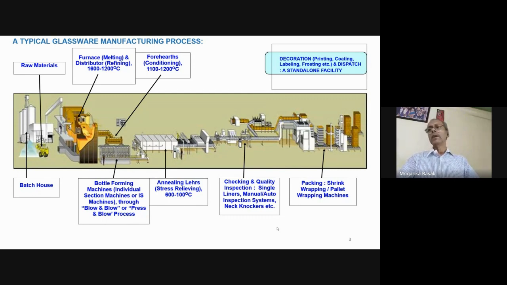After the lehr, the checking and quality inspection system checks all the bottles almost 100%. However, there are certain checks which are not 100% checked, like weight of the bottles, external dimensions and all. But there are a number of defects inside the bottle which cannot be seen by the naked eye. The bottles go through various inspection machines, and finally, the defective bottles are rejected by the machines themselves. Then, of course, the final packing and dispatch.